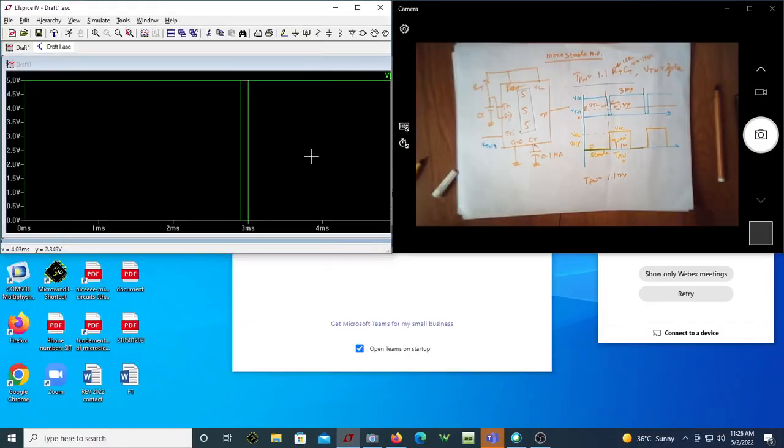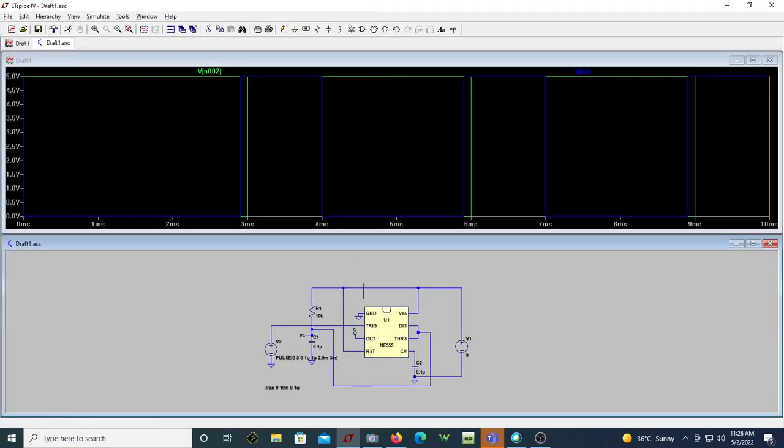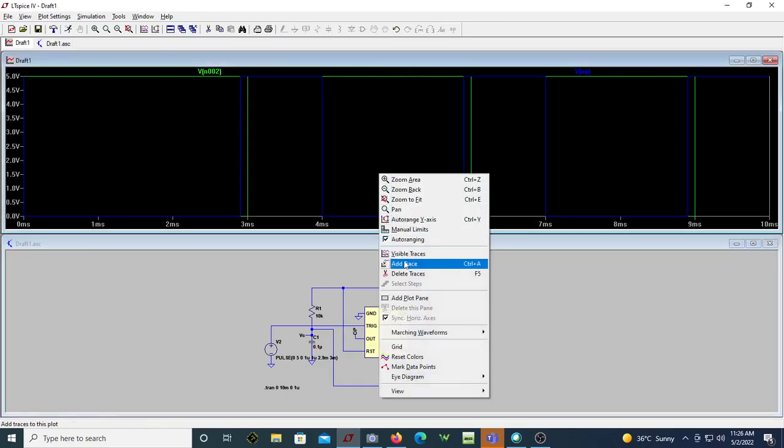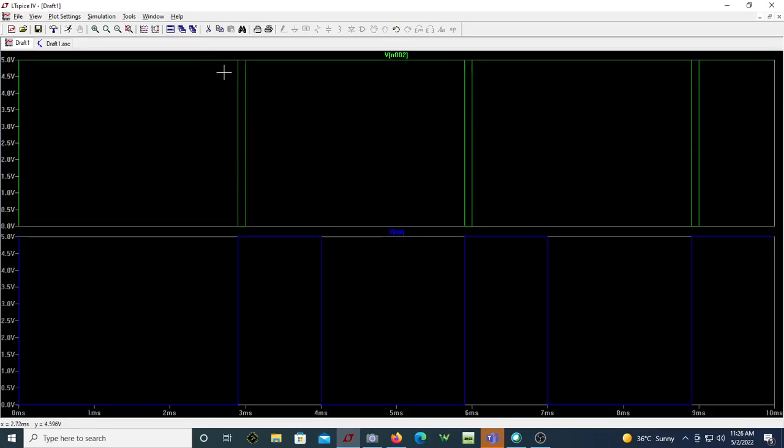Okay, this is what I want. I'm getting almost similar to that. Let me see what the output waveform is here. This is my output. Let me put it on a different pane so that you can make it out. Now you can carefully observe.